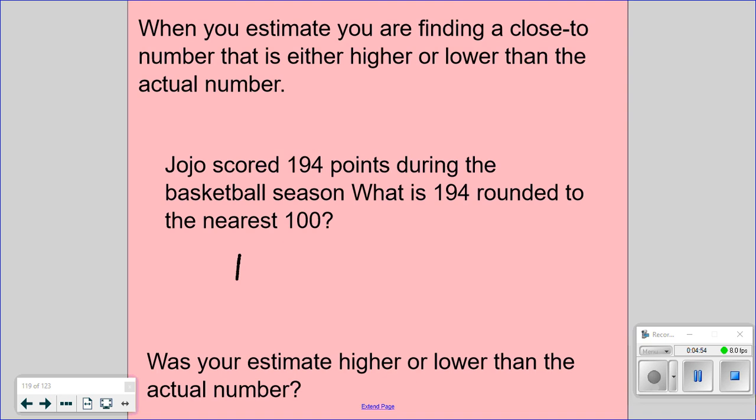I'm seeing a lot of number lines. If we're going to round, we're going to need to know what is our closest number. What's going to be the starting point on my number line if I'm rounding 194 to the nearest 100? What do you think, Victor? Because I need the number 194 to fit on that number line.